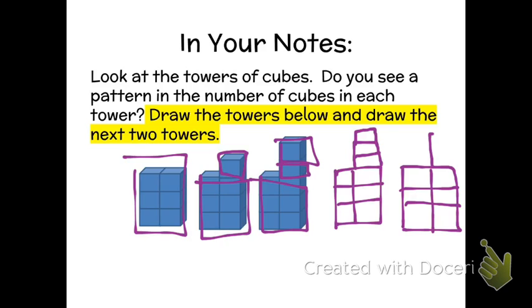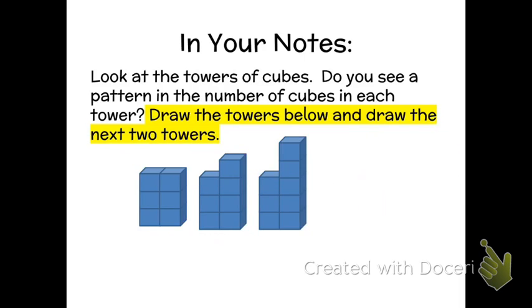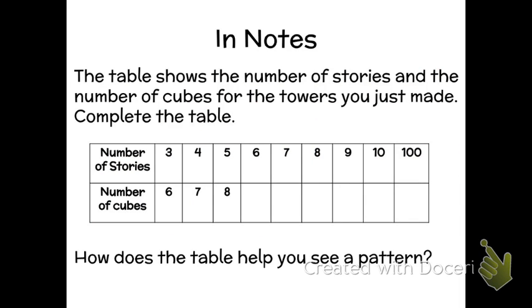Here is my next one. Again, I start with what I already had and add one to it. In your notes, you should have a table that you glued in, which says number of stories and number of cubes. We're going to use this table to help interpret the pictures that we are drawing. The table shows the number of stories and the number of cubes for the towers that you just made.